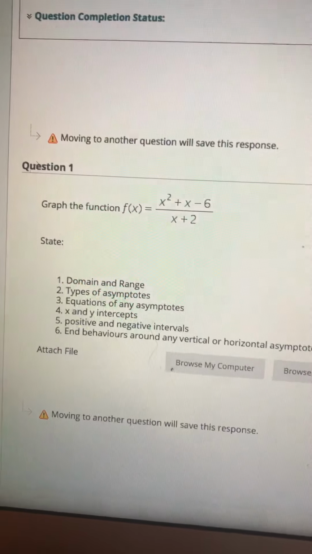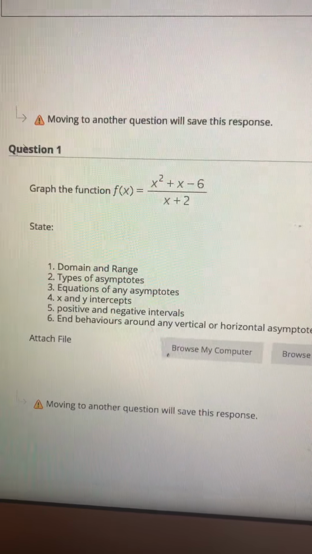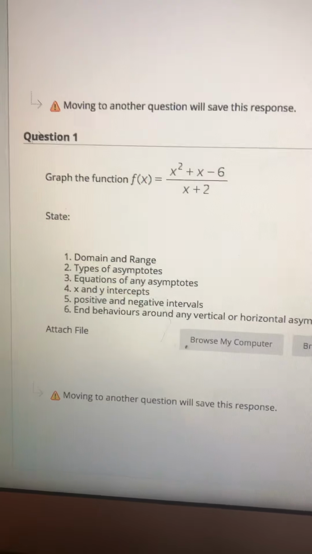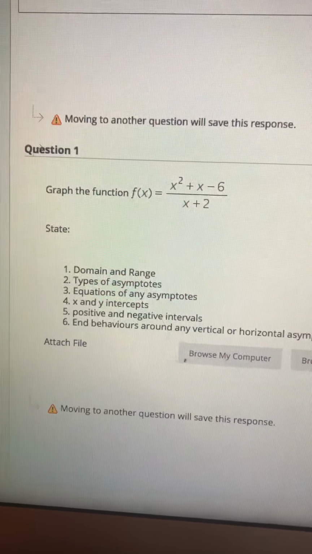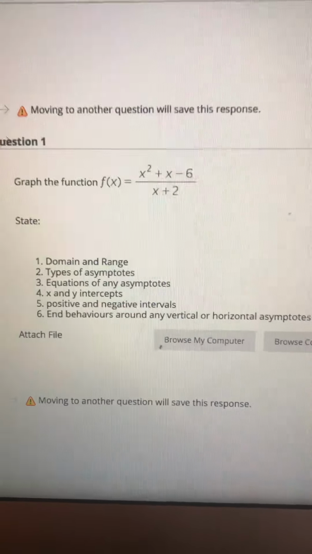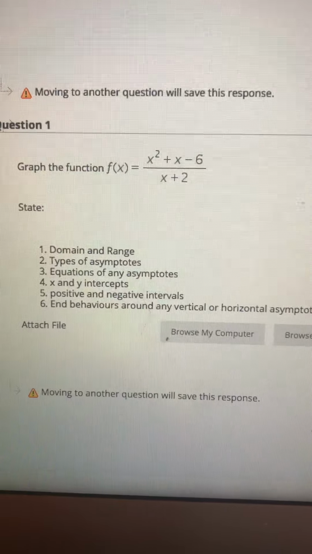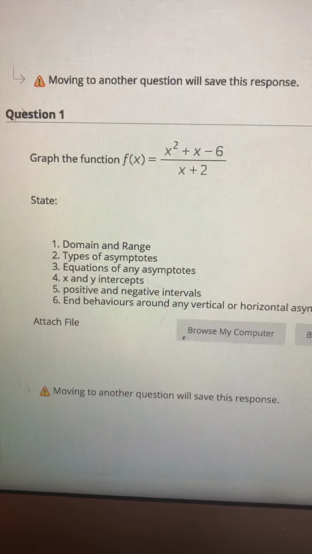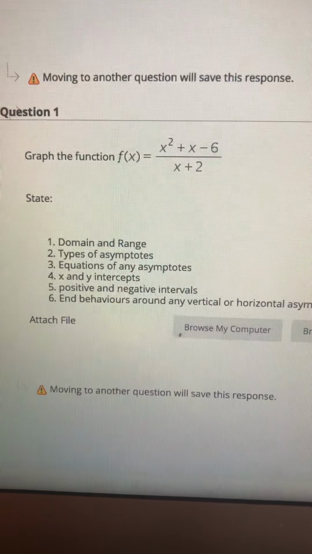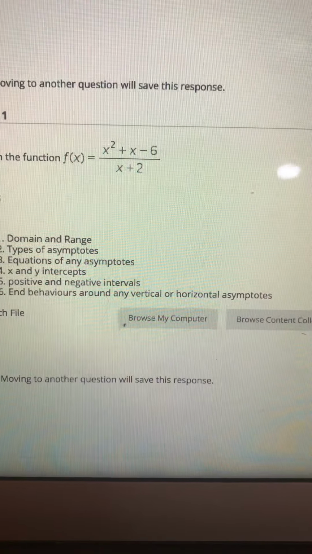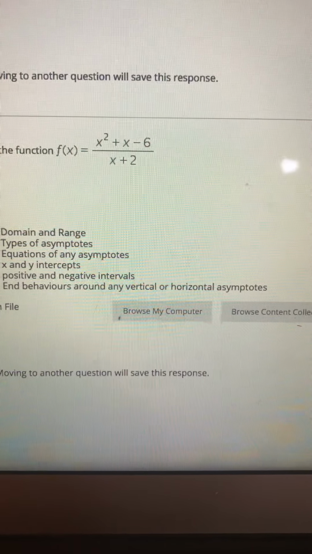Okay, so the first question of the test asks us to graph the function f of x is equal to x squared plus x minus 6 divided by x plus 2, and asks us to state the domain and range, type of asymptotes, equations of any asymptotes, x and y intercepts, positive and negative intervals, and behavior around any vertical or horizontal asymptotes.